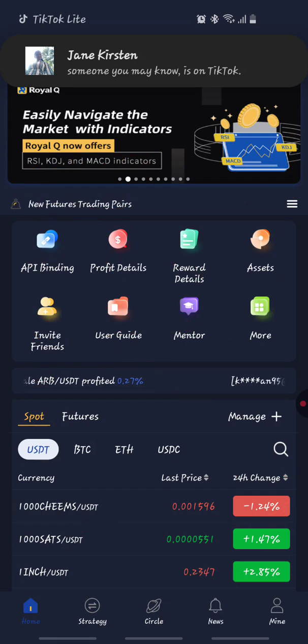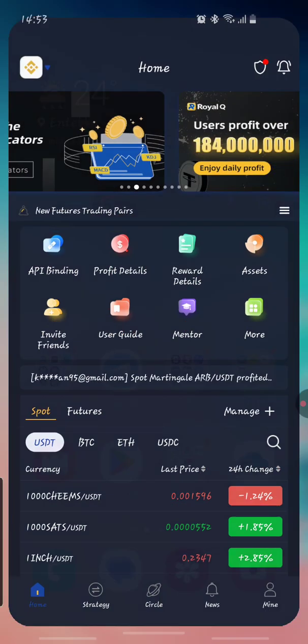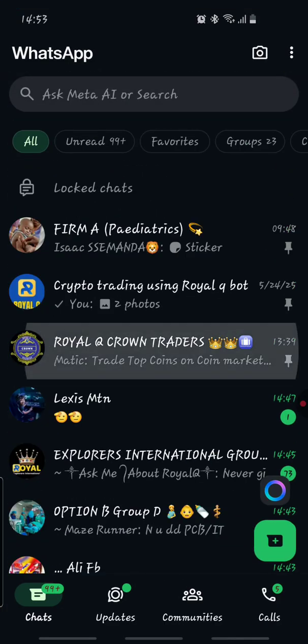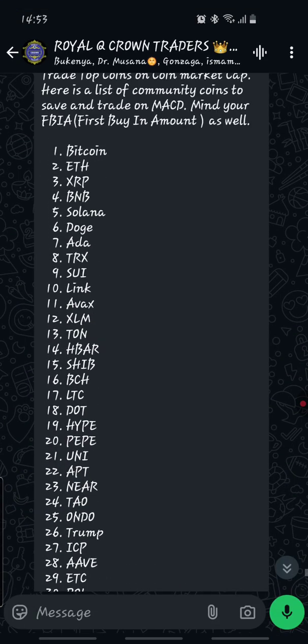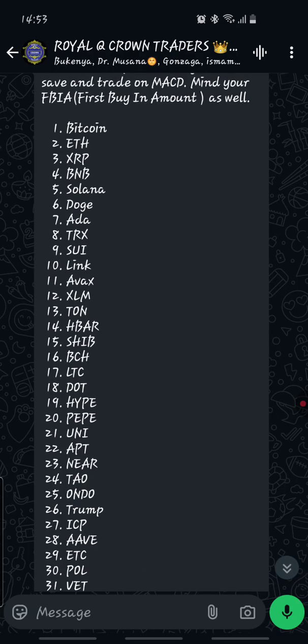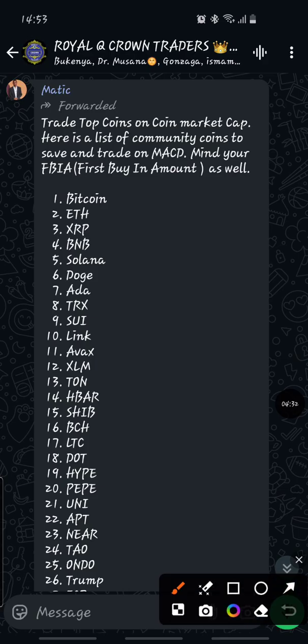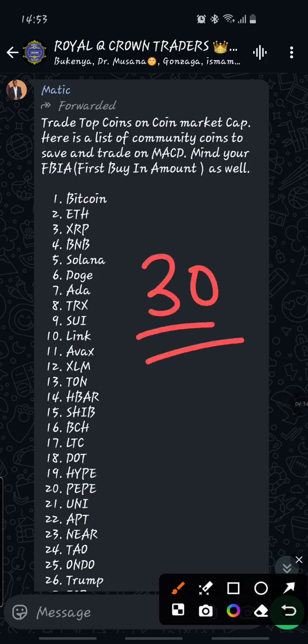Among the best coins I would recommend, there's some good information on WhatsApp. I sent some coins here. These are high cap coins. We usually recommend having a list of coins, like 30 of your favorite coins. So whenever you come to the market, you look at those coins.